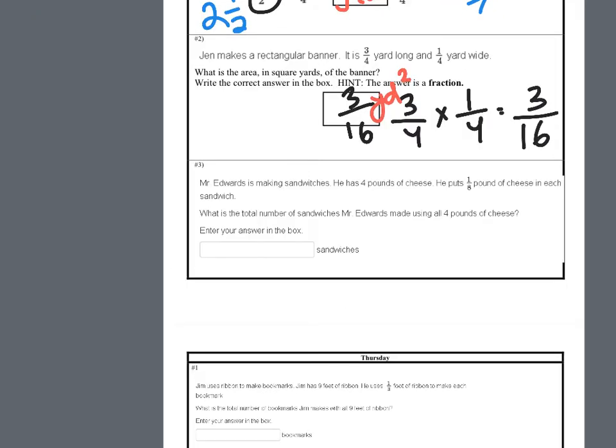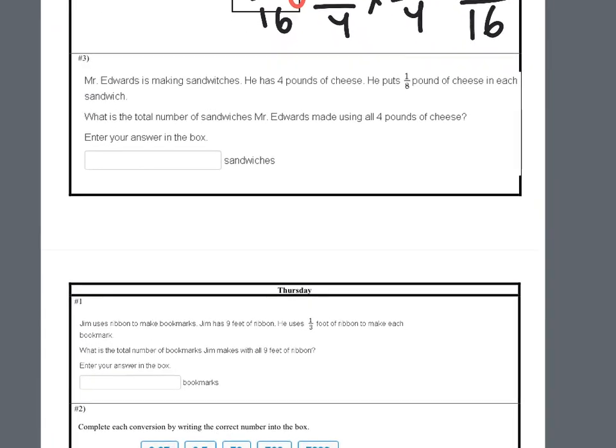Number 3. Mr. Edwards is making sandwiches. Sandwiches is misspelled. It should be sandwiches with a W, no T. He has 4 pounds of cheese. He puts 1/4 pound of cheese in each sandwich. What is the total amount of sandwiches Mr. Edwards made using all 4 pounds of cheese?